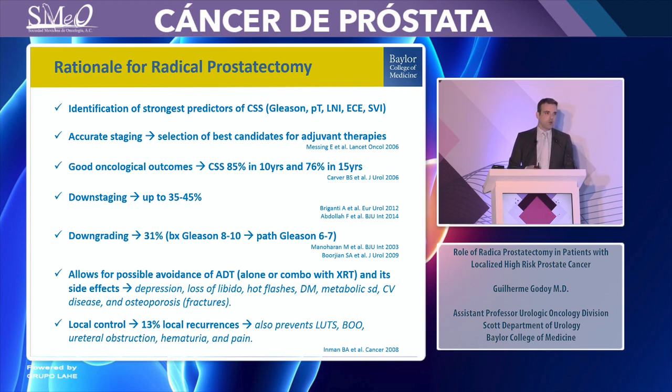And also there's the local control provided by surgery, and most of the data that I'm going to show to you cites 13% of a local recurrence in patients with high-risk tumors treated with surgery. And this is also a good advantage because you prevent further complications in terms of urinary symptoms, bladder outlet obstruction, urethral obstruction, hydronephrosis, and also hematuria pain.